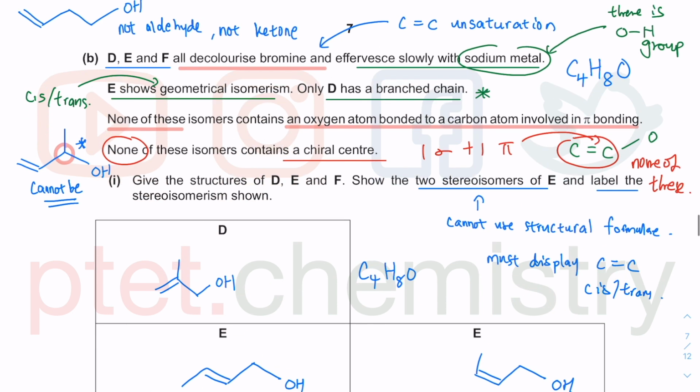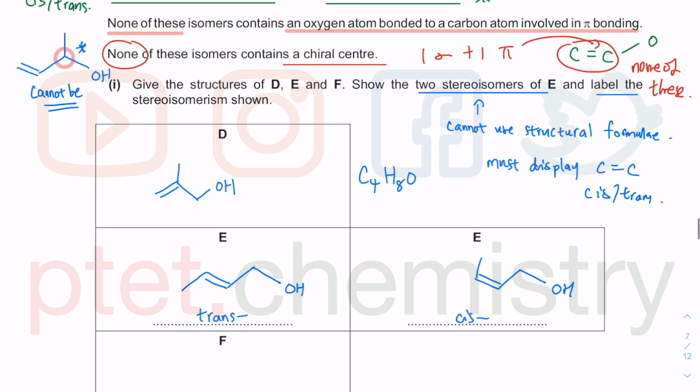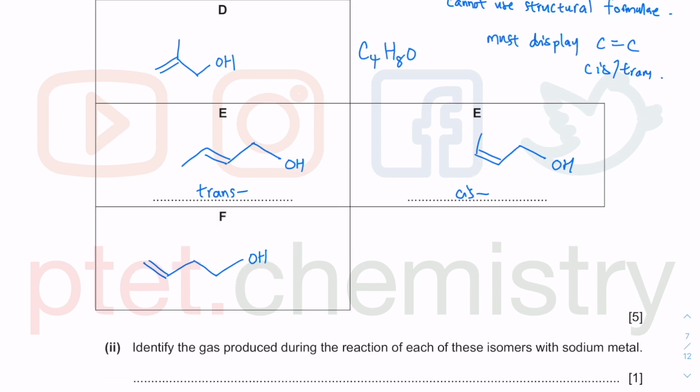On to F. What do we know about F? F has carbon-carbon double bond. F could be this. No, F cannot be this because this one contains a chiral carbon. F does not have geometrical isomer. F must have OH group. F must have carbon-carbon double bond. I think F is possibly the straight chain. I think F is possibly this one because, you know, there is no chiral carbon.